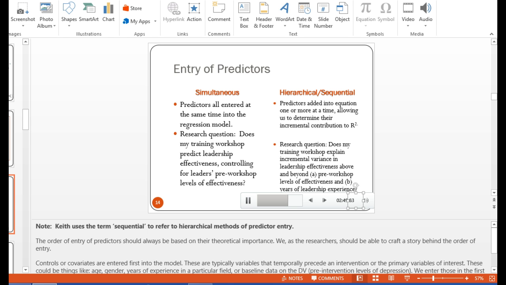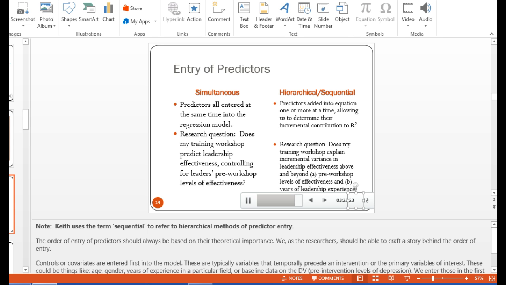So we're going to put the controls in first, the ones we're not as interested in. They're not our direct focus in the study. Then we're going to enter the ones that we really care about in the second block of the model. Again, all of this is to assess the change in R-squared that we get. If we get a significant bump in R-squared from the variable that we really care about, then we can say with more certainty that this variable contributes more to the DV than these other ones did.